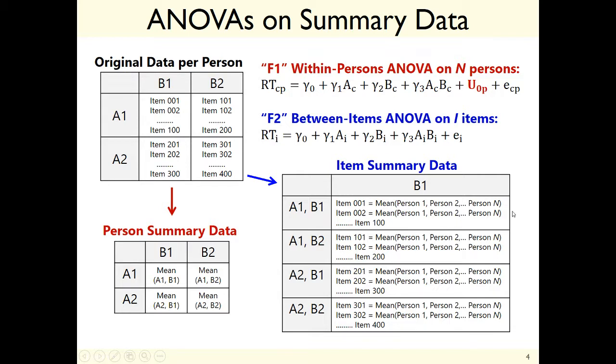So I have N people that responded to all of these words. I could create a mean for item 1 across all my people, item 2 across all my people, and I could subject those items to an item level ANOVA. And that would be a between subjects ANOVA because each item is separate. Each person saw each item only once.